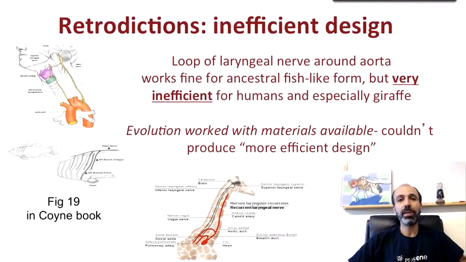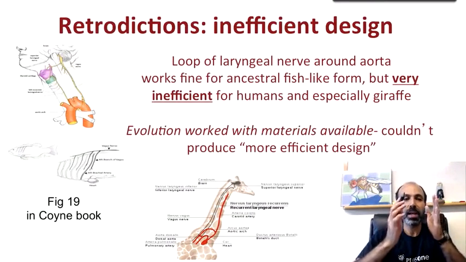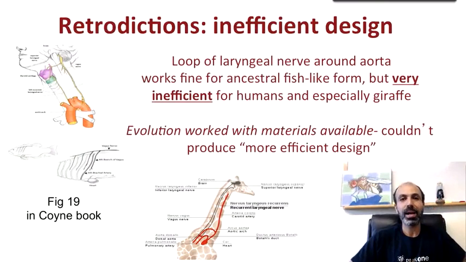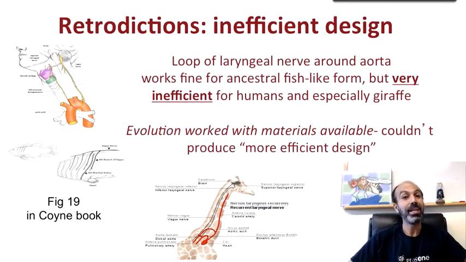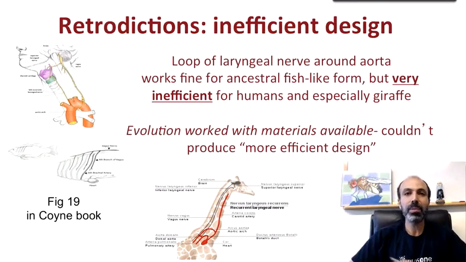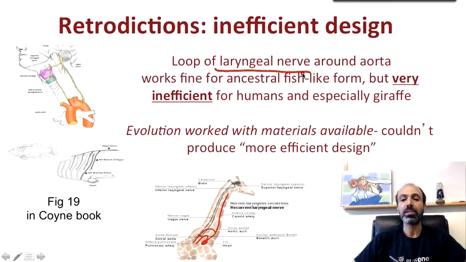The last retrodiction I'll mention, and I'll only talk about this one briefly, is that of inefficient design. If an organism were to actually be designed from scratch, it wouldn't be designed the way it actually is. However, when you think of it in the context of being cobbled together over time from evolution, it does make a lot more sense. Now, one example that's often raised in this context is that of the laryngeal nerve that comes off the vagus nerve.